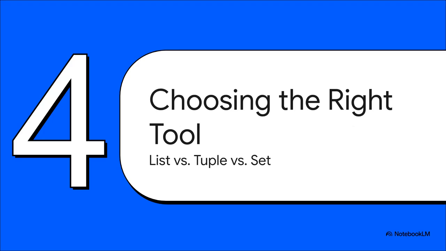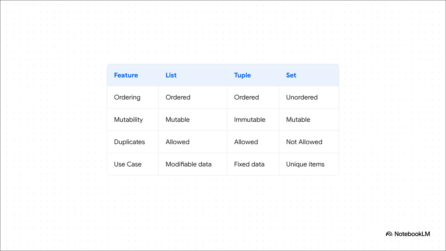So we've spent all this time talking about how great lists are, but they're not always the perfect tool for the job. And a really big part of growing as a programmer is knowing when to use a list and, just as importantly, when to reach for something else in your toolbox. It all comes down to what you need.